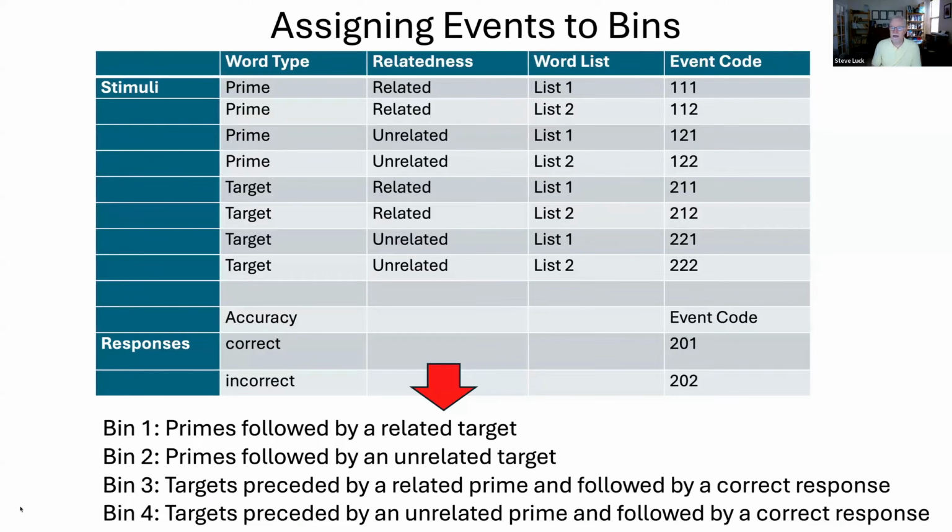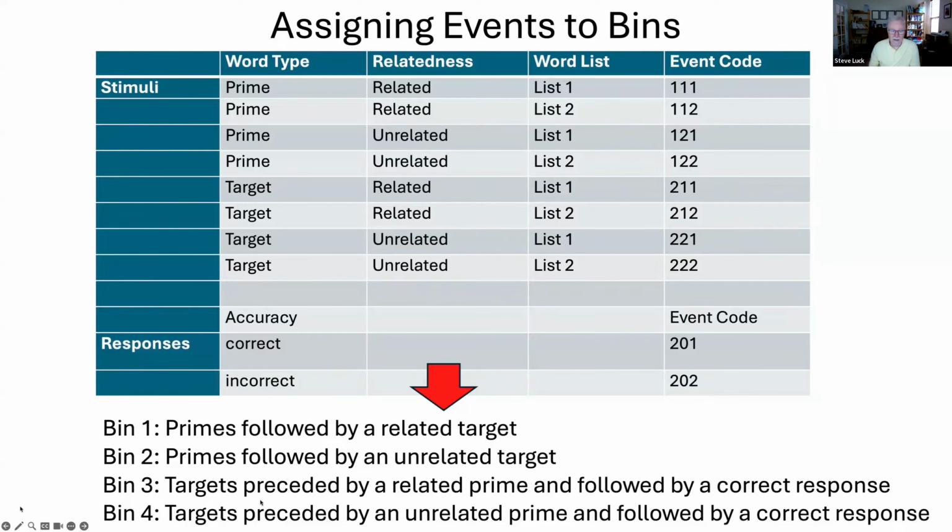Now we're going to demonstrate assigning event codes to bins. We know what each event code means, and we want to turn this list into these 4 bins. We're going to have primes that are followed by a related target, and primes that are followed by an unrelated target. The ERPs for those two should be identical plus or minus noise, because unless our subjects have ESP, they don't know whether the next target is going to be related or unrelated, but it's nice to have that just in case.